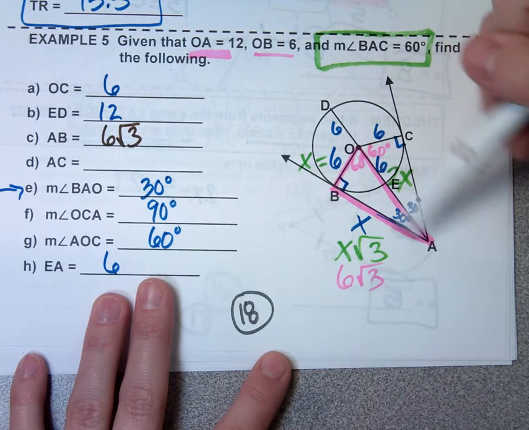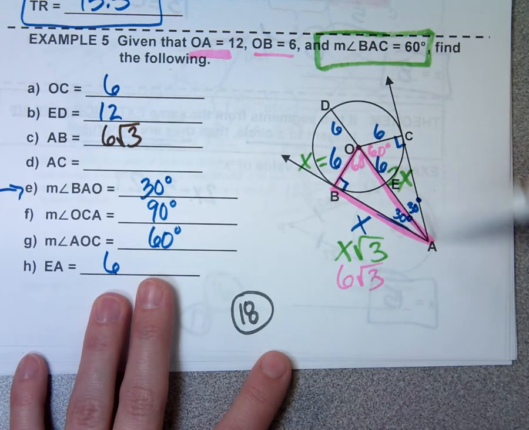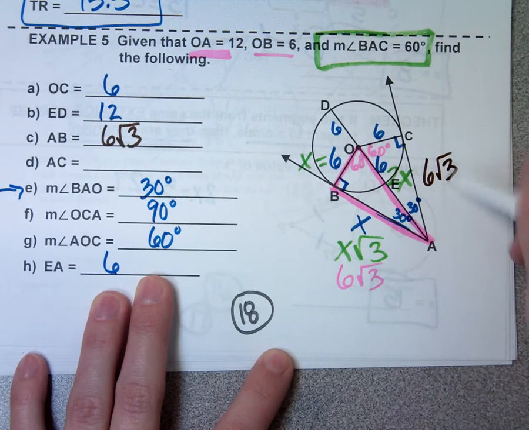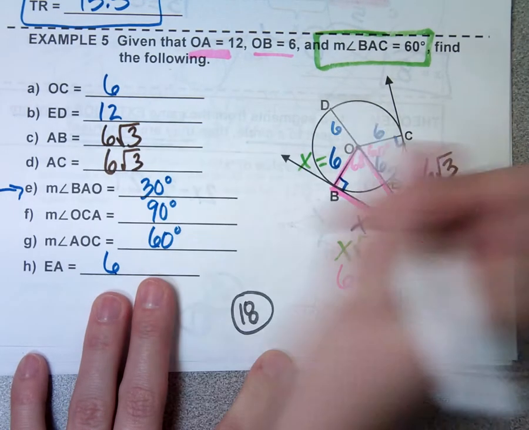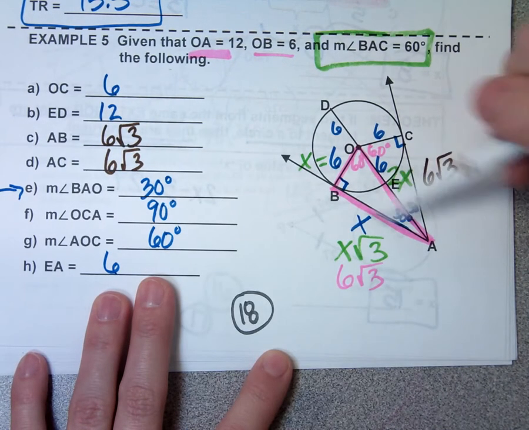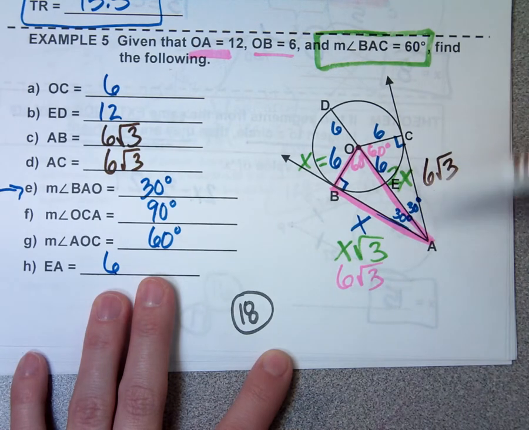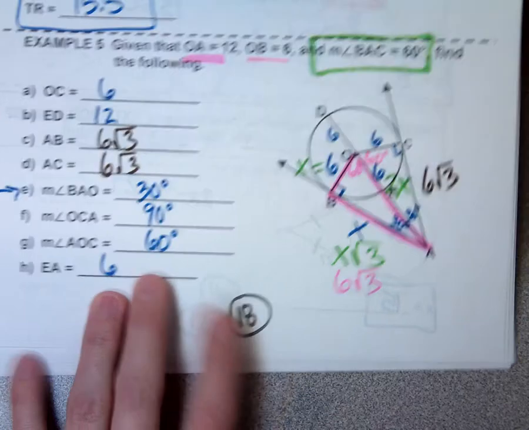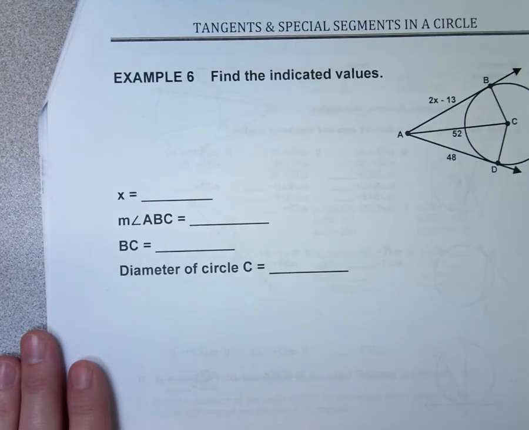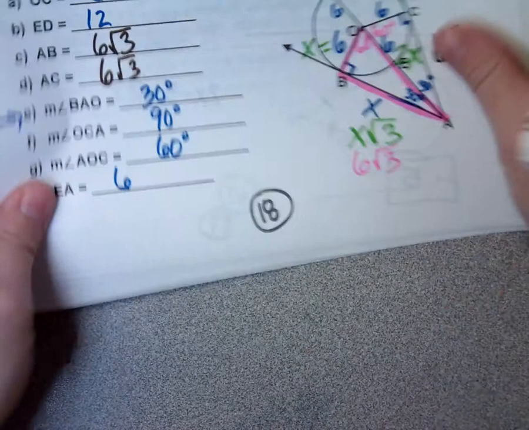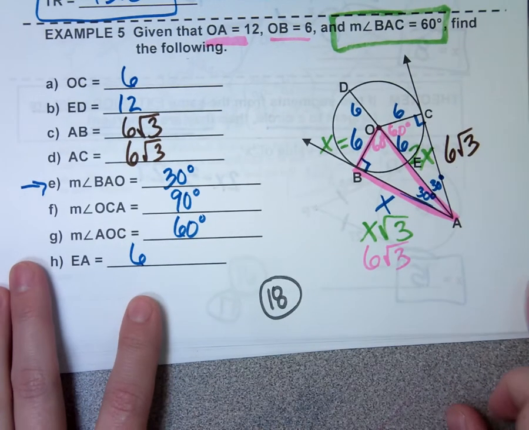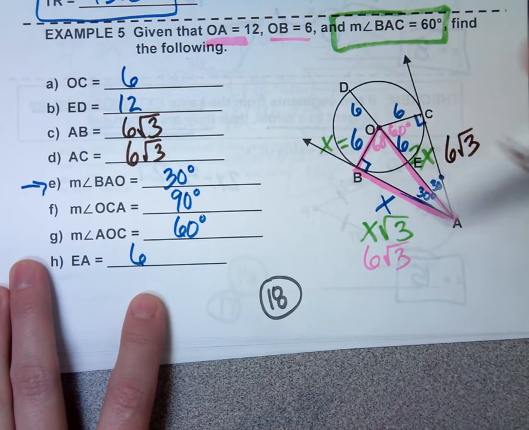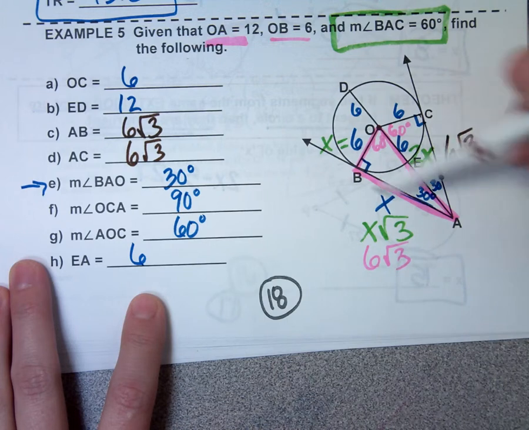If AB has a length of 6 square root of 3, do you know what AC has a length of? 6 square root of 3. And I know that those are congruent because we learned in the second theorem that if you have two tangent segments that come out to the same exterior point, those two segments are congruent. Yeah, AC is the same. Since these are both tangent segments and they come out to the same exterior point, then I know those segments are congruent.